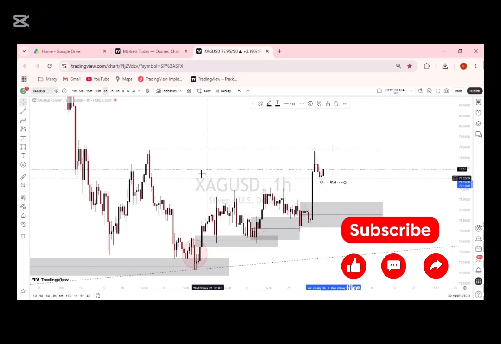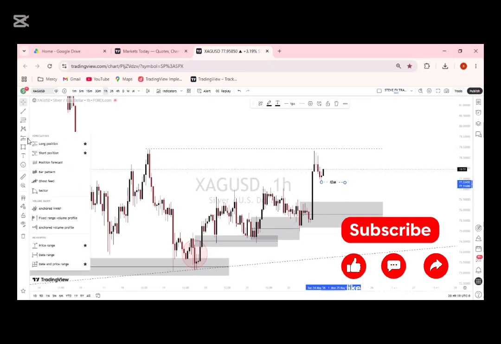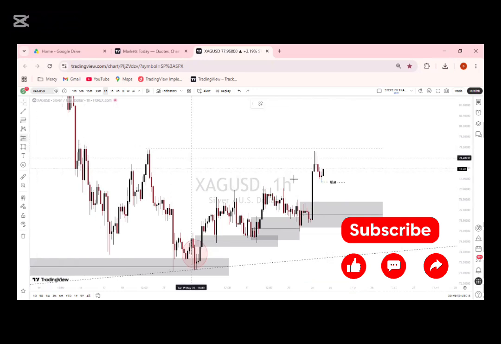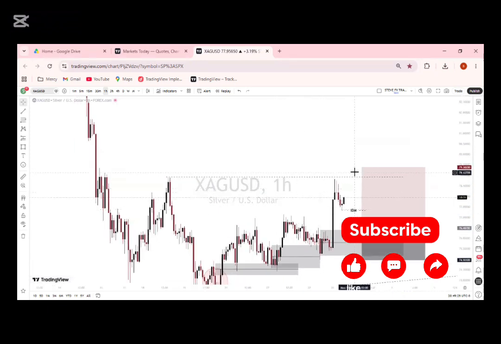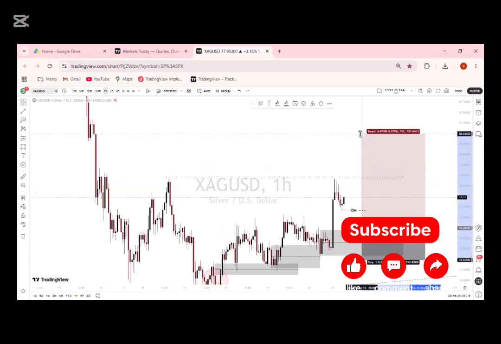Now inducement is a liquidity that is closer to the order block. So markets normally use it to trap traders. That is how inducement works. So on silver, this becomes our entry. Then we can look out for a 1:3. Yes, we can have about a 1:3 ratio to this particular order block.